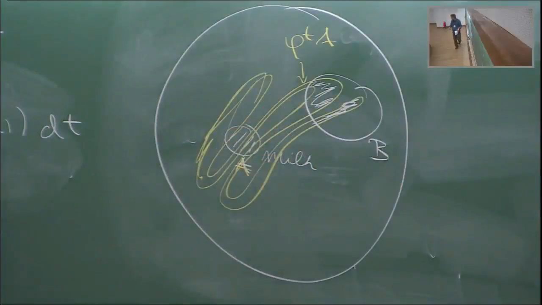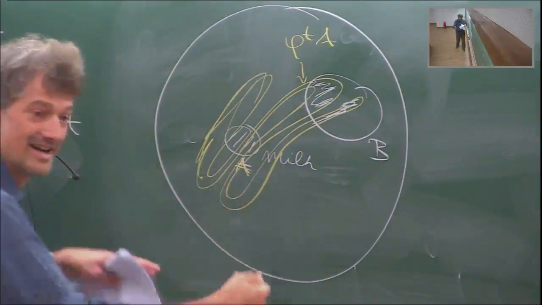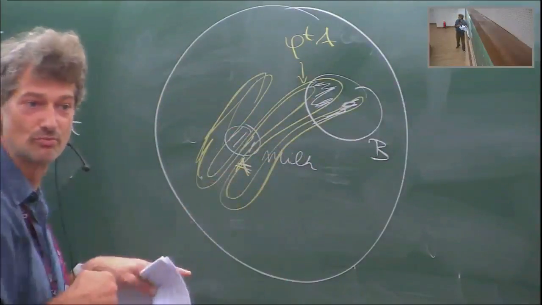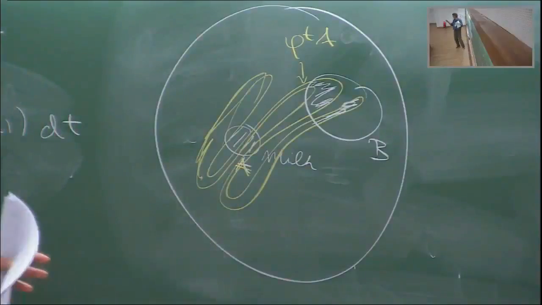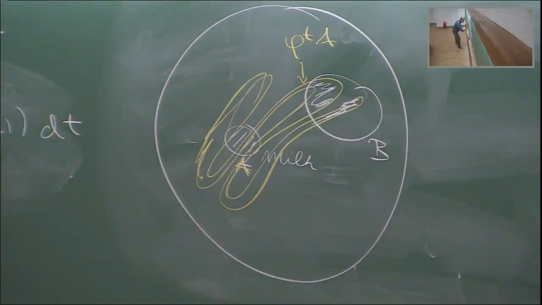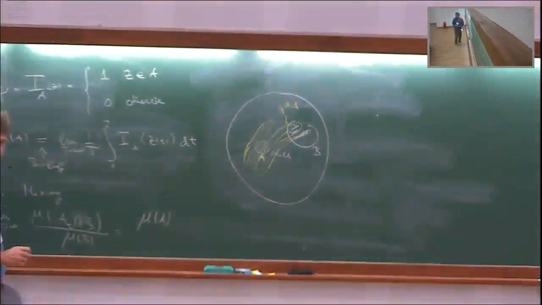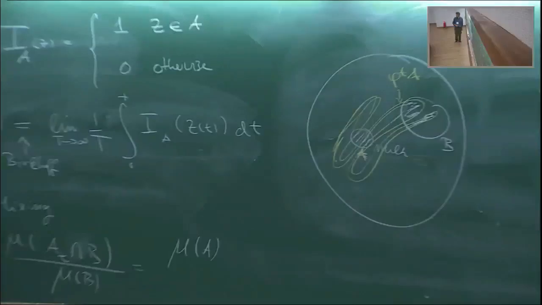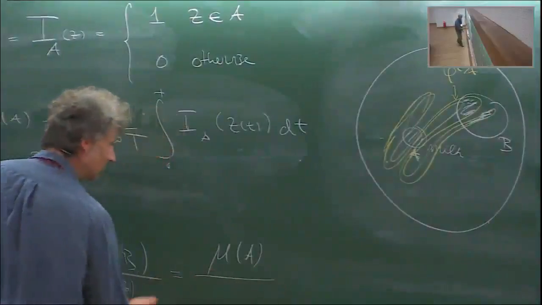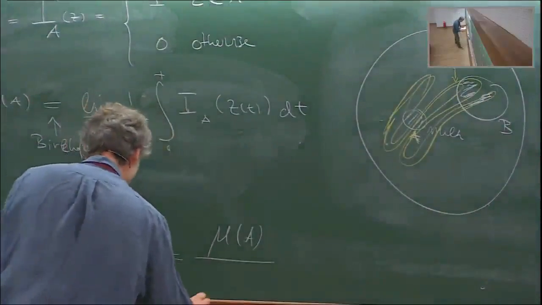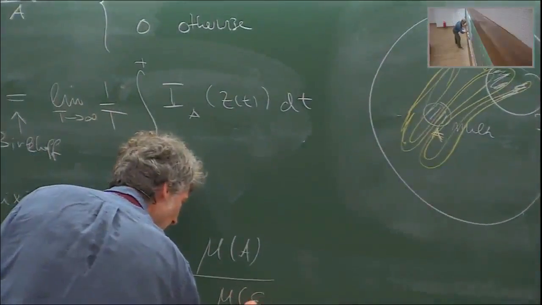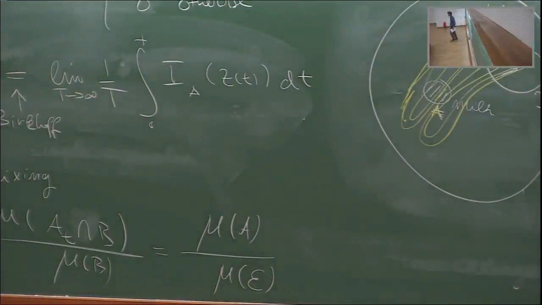And then mixing says that no matter how big your spoon is or where you put your spoon in, you always get the same ratio. Okay? So this should always be how much milk you put in initially, which is mu of A, divided by the total volume. So let's call this E. That's my total volume. So that's a definition of mixing.